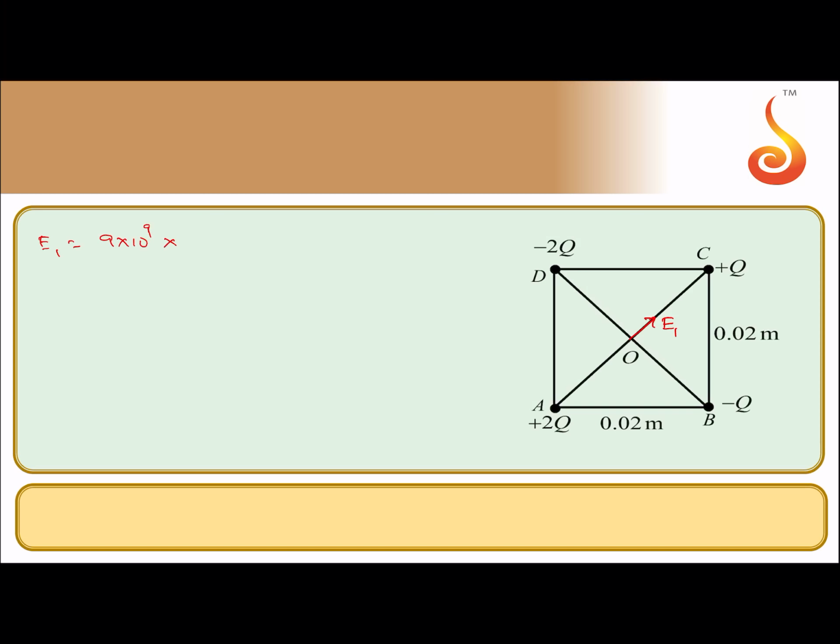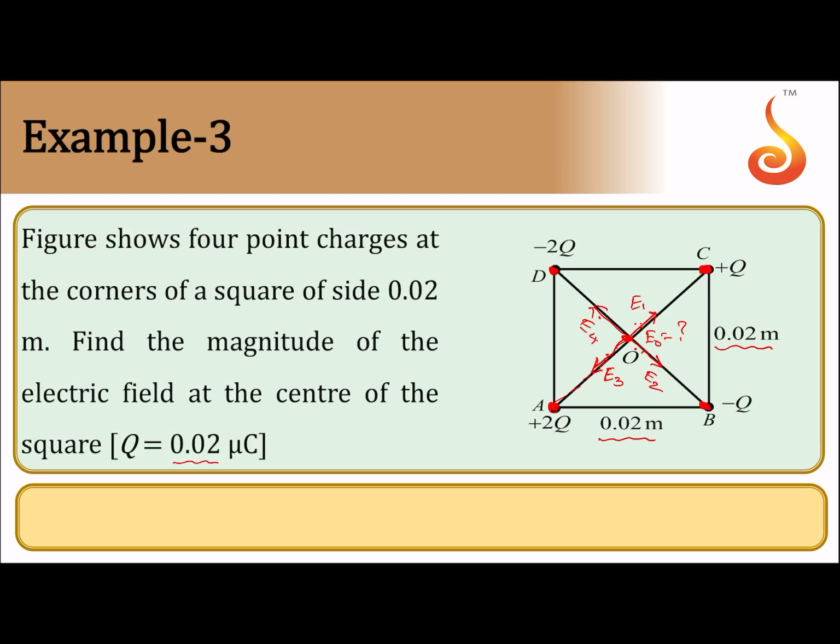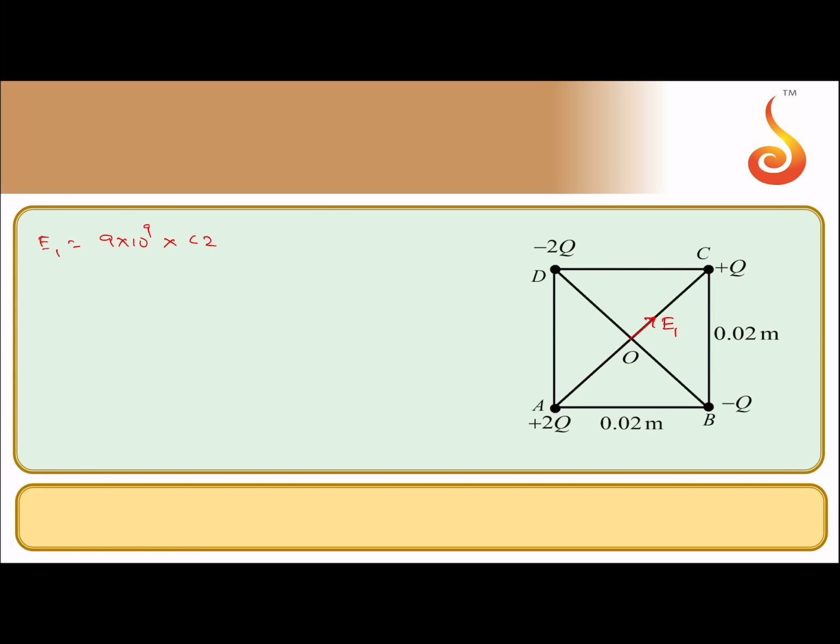Q was 2 times 0.02 microcoulomb, so 2 times 0.02 times 10 power minus 6, KQ by R squared. What is the distance? If I have a square of side A, what is the diagonal? Diagonal is root 2 times A.